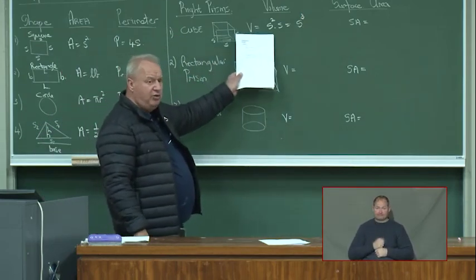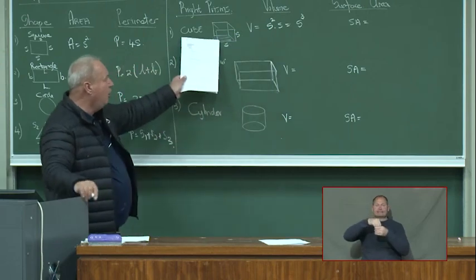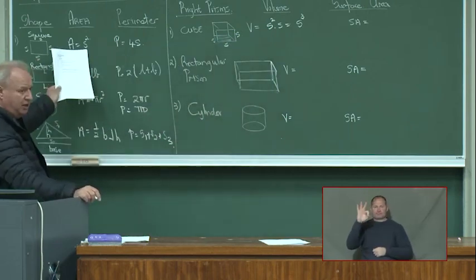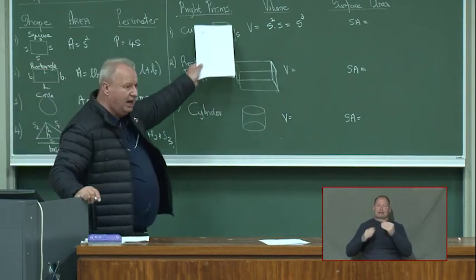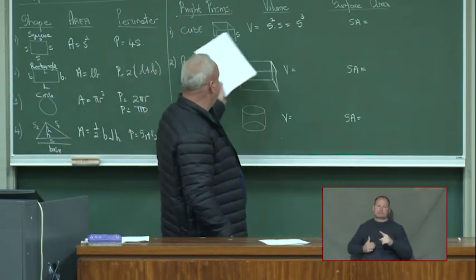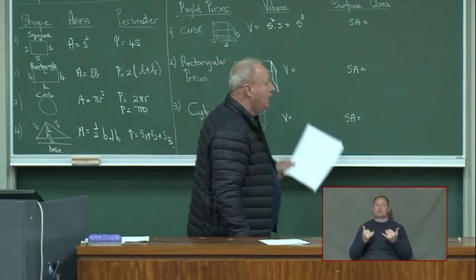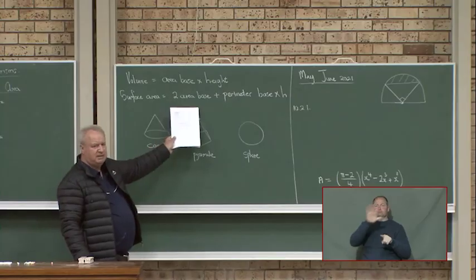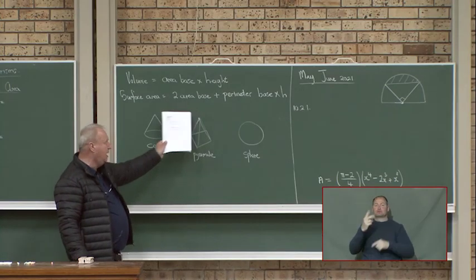The volume is the area of the base. The area of a square is side squared, and the perpendicular height is also a side. So it's side cubed. In this case, the surface area of a cube is twice the area of the base plus the perimeter of the base times the height.